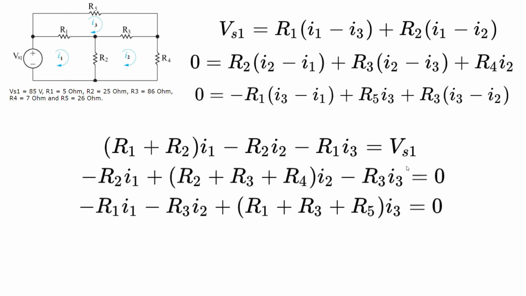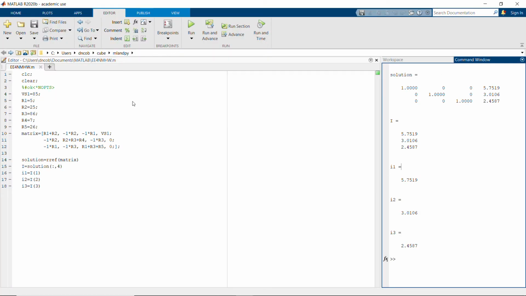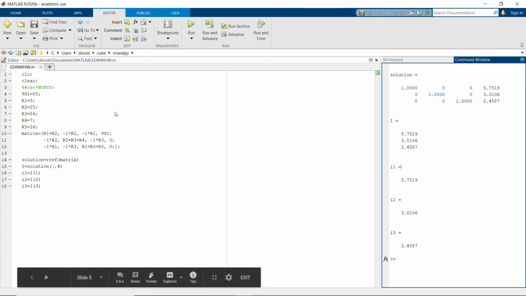So going over to MATLAB, code's over here. I put my command window over here. Typically it's at the bottom. I just did this so you can see everything.